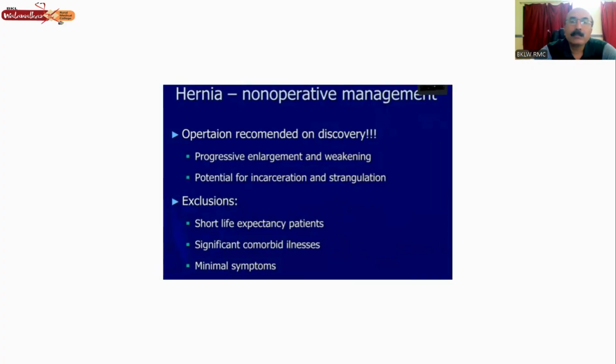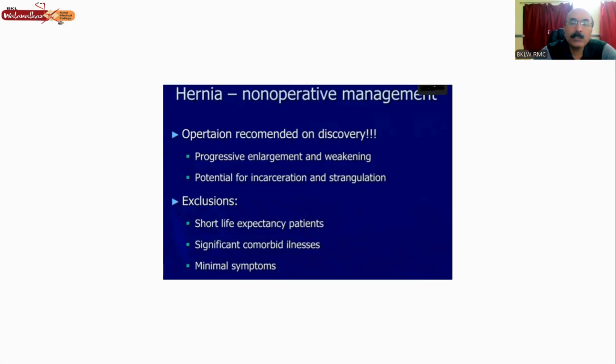You have to see if progressive enlargement and weakening of the tissues is there, and if there is a potential for incarceration and strangulation. These things you can advise the patient, and you can plan the operation based on these things.